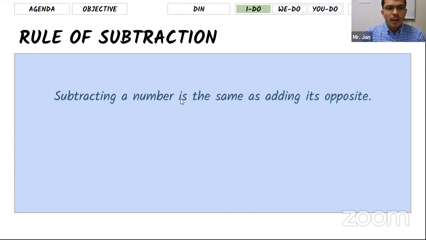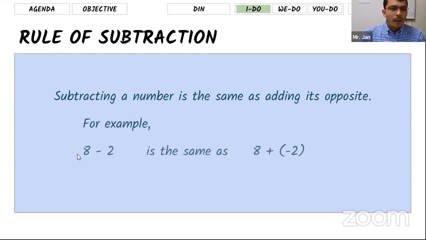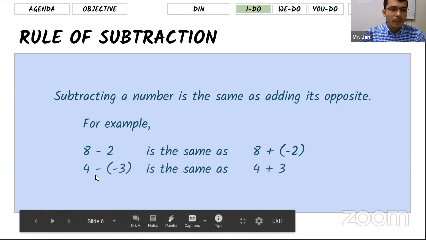The first thing: subtracting a number is the same thing as adding its opposite. This is the statement we always need to remember. For example, 8 minus 2 is the same thing as 8 plus negative 2. The minus action becomes a positive plus, and your positive 2 becomes negative 2. It's the same thing: subtracting a number, adding its opposite. Here's another example: 4 minus negative 3 is the same thing as 4 plus 3. As I told you, there are 2 negative signs, and 2 negatives become positive. So this is the easy way you can remember. You'll end up with the same result.